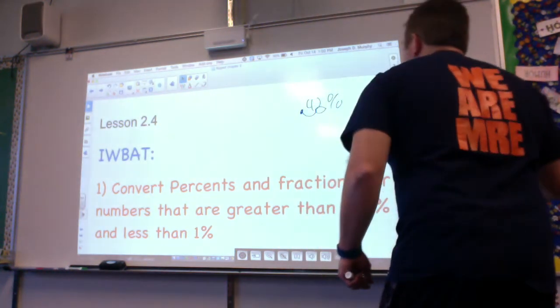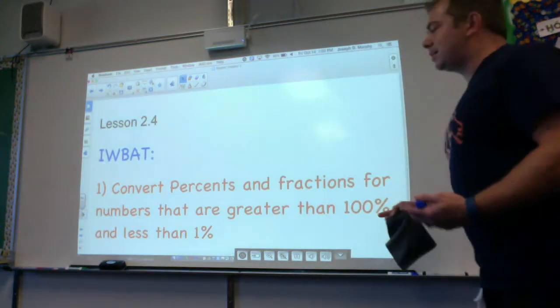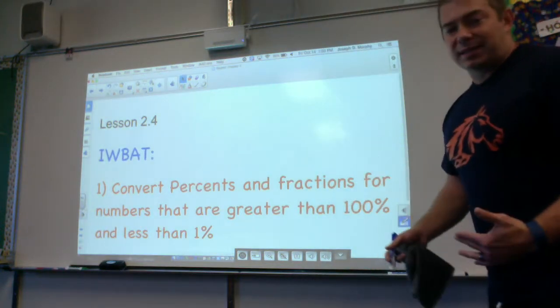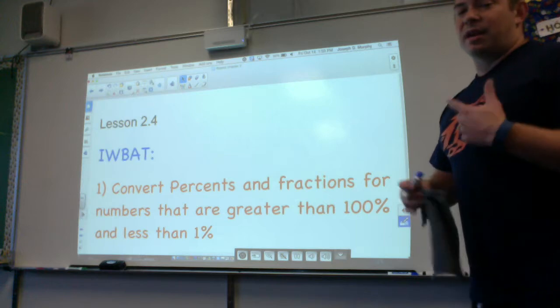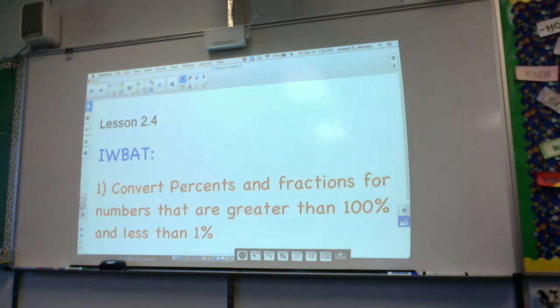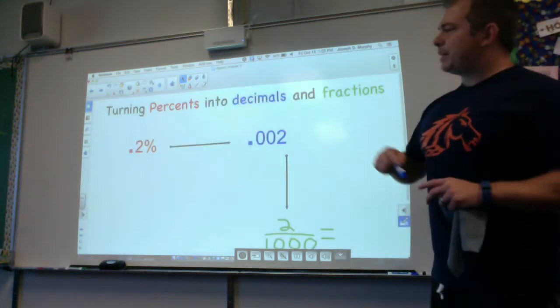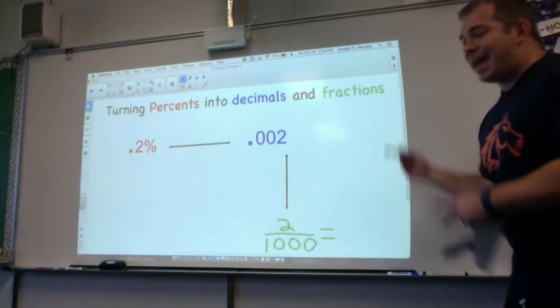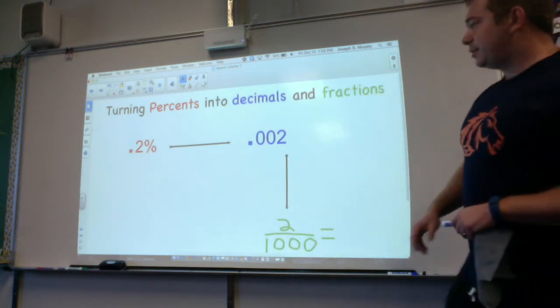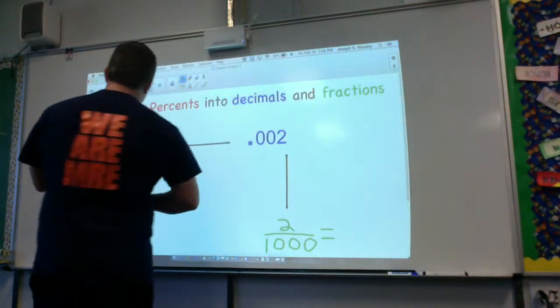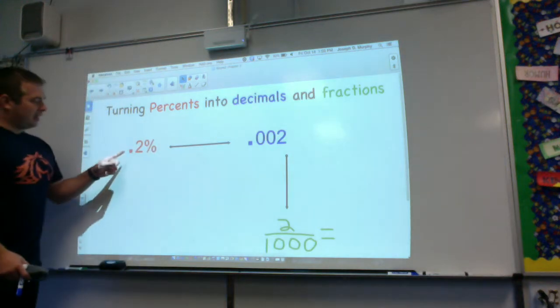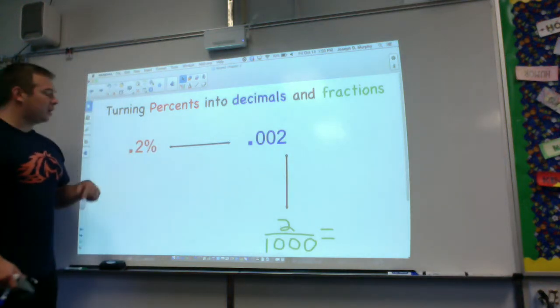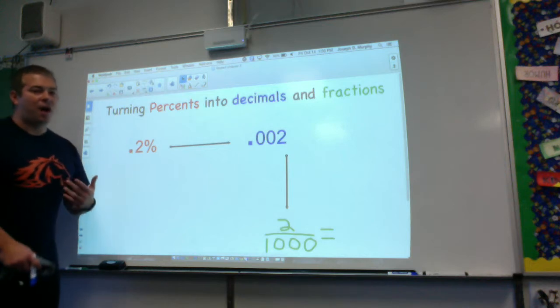Keeping that in mind, we're doing the same thing basically today, but we're going with numbers less than 1% and greater than 100%. Here we go. Let's start off by turning percents into decimals and fractions. All right, so we'll start off with this is less than 1%. All right, it is 0.2%.